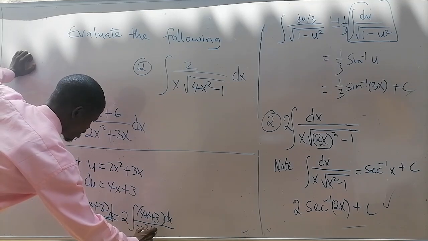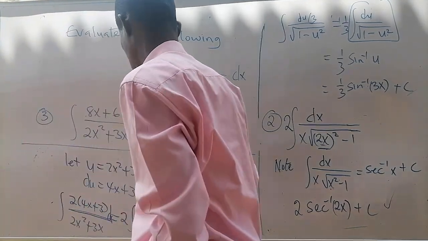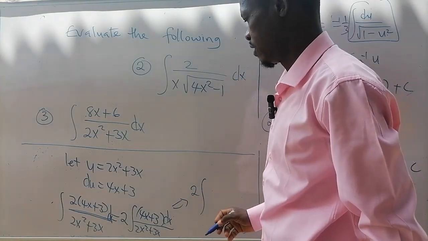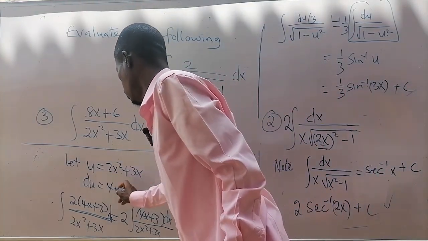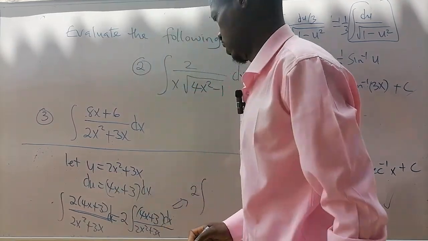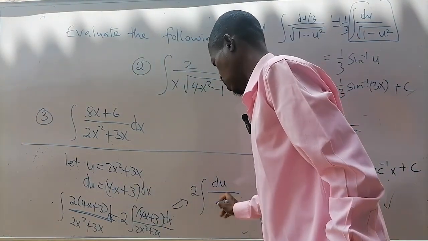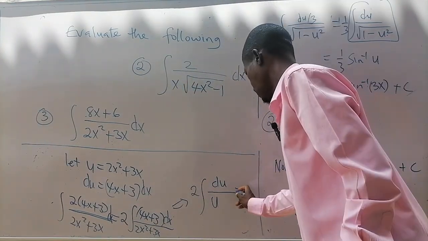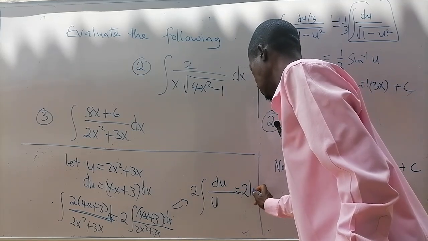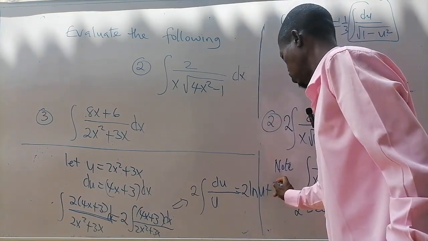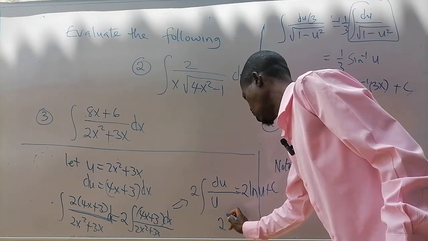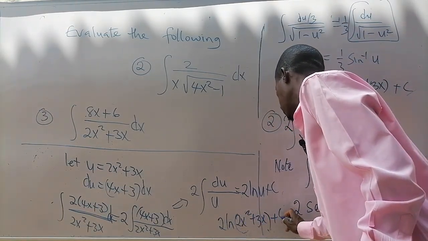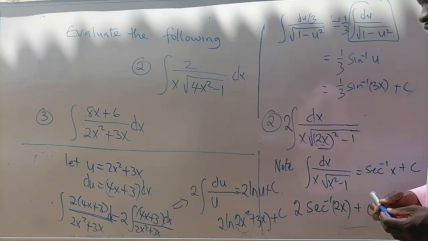all over 2x squared plus 3x. So it's going to be equal to the integral of 2 times the integral of this one. When you differentiate this one, du, and then dx. Don't forget that. Du over this one is u. Integral of this will be 2 ln u plus c. So return your u back. So that's 2 ln, your u is what? Put your u back. So we have this plus c. So that's that on this question.